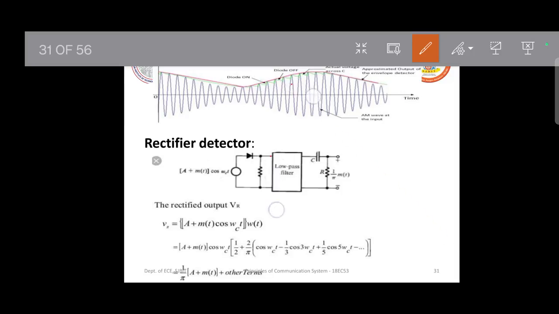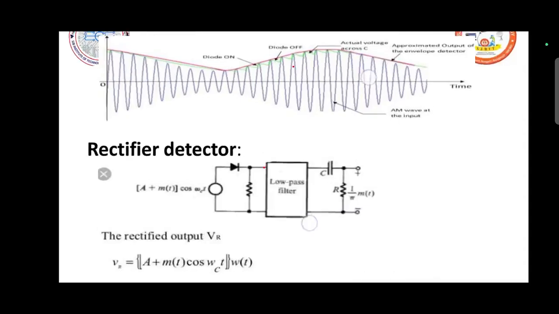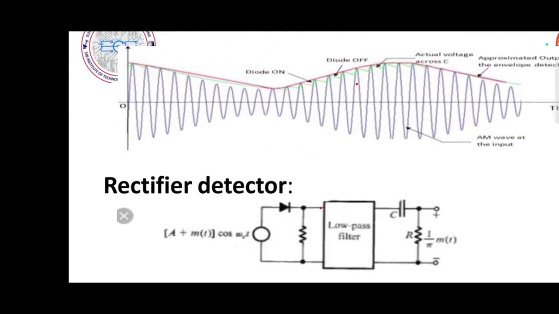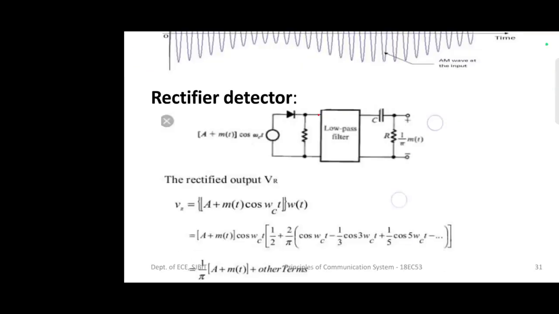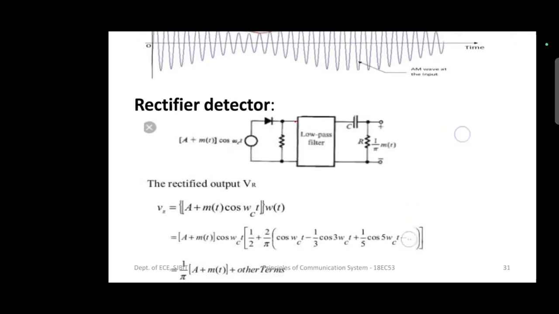This process continues, with capacitor charging and almost no discharging. This waveform clearly shows the process explained. The diode goes to the on condition, discharging is very minimal, and finally the envelope gets detected. So this is how the envelope detector works.